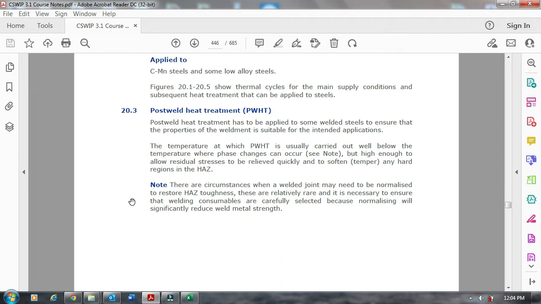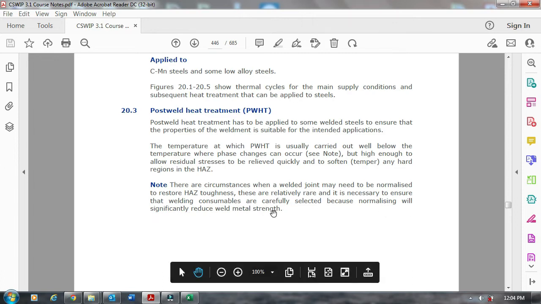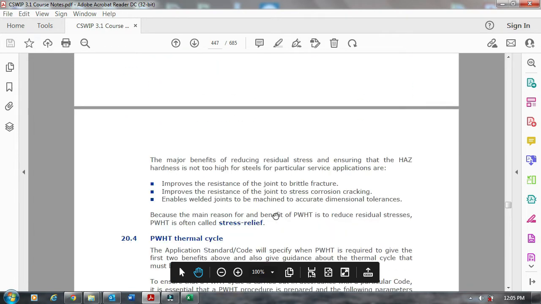The temperature at which PWHT is usually carried out is well below the temperature at which phase transformation occurs, but high enough to allow residual stress to be relieved quickly and to soften any hard regions in the HAZ area. Note that the circumstances when the welded joint may need to be normalized to restore toughness are relatively rare, and it is necessary to ensure that the welding consumables are carefully selected because normalizing will significantly reduce the weld metal strength.